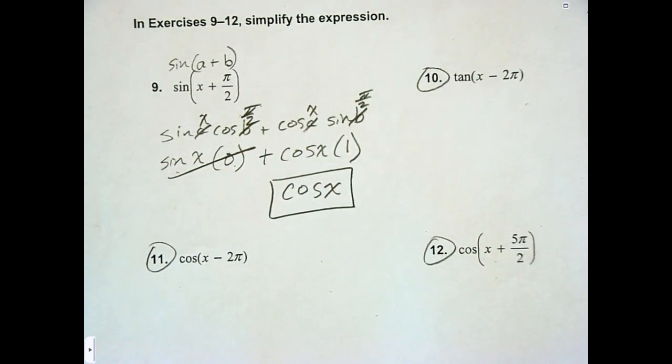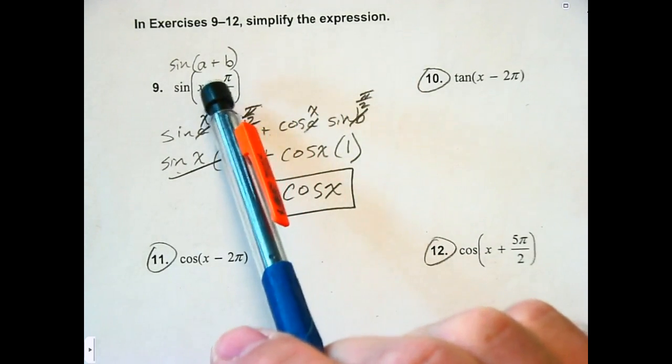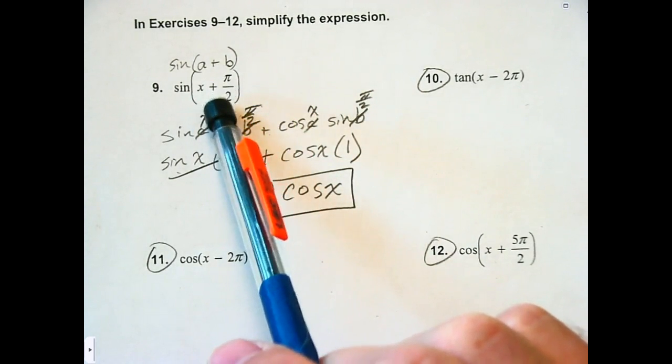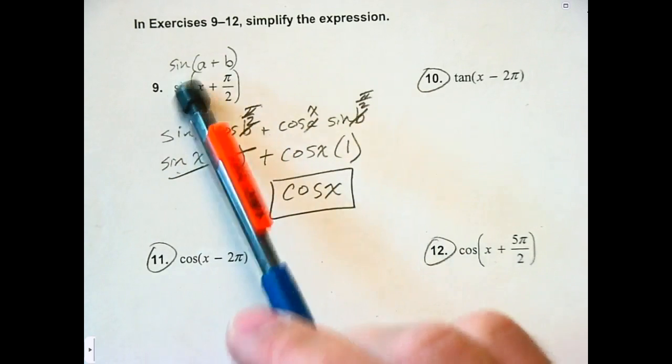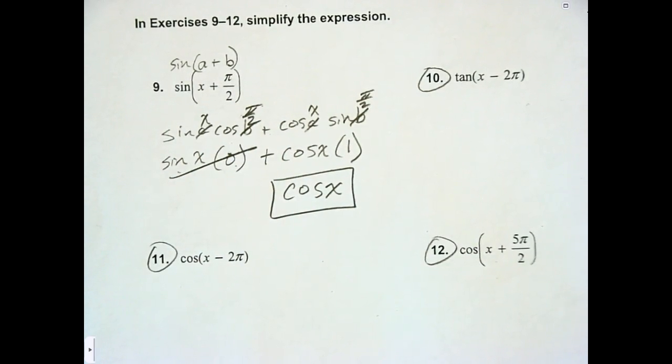Hey, you guys, do you remember this? This is one of our co-function identities, right? It's a phase shift of 90. Yeah. Okay, you have your assignment. Good luck.